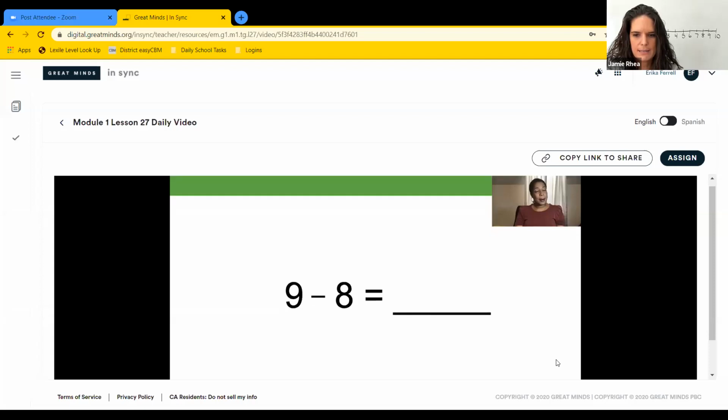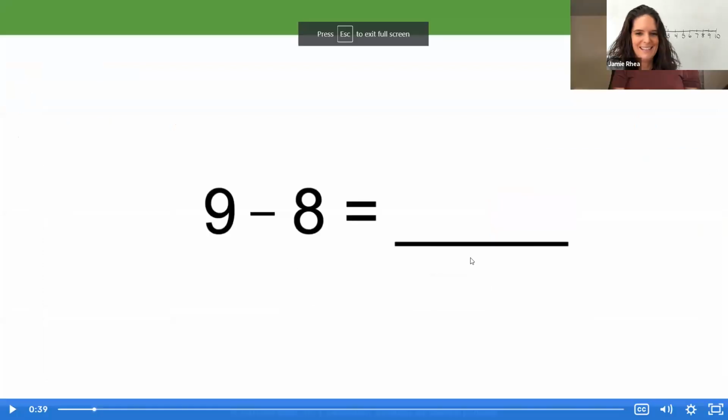All right, guys, let's look at this. All right, so here is our problem. It is 9 minus 8, okay? Let's go ahead and put that in a number bond, okay?